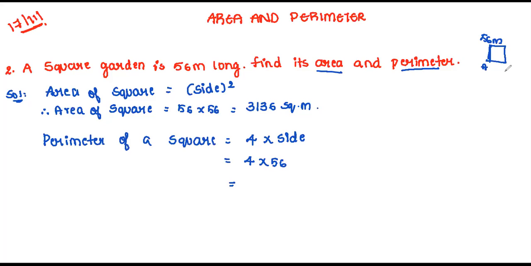See here, side A, side B, side C, side D. How many sides are there? 4. So only 4 here. 4 into side, so 4 into 56 will give you 224 meter. Whenever you write the perimeter of the square, you have to mention it as meter. If you don't remember meter and square meter, don't worry. See the numbers in the options and tick it. So this is your second problem.